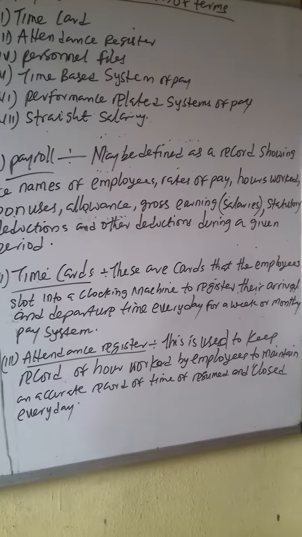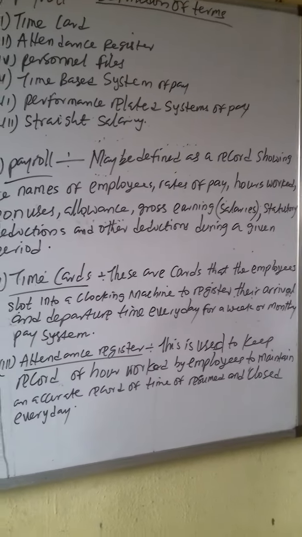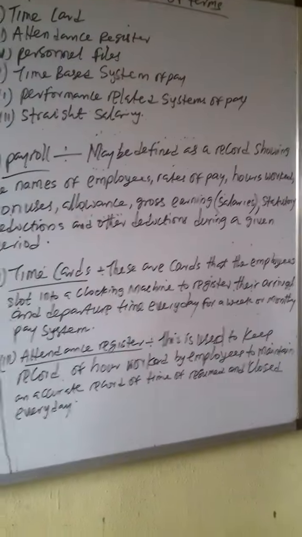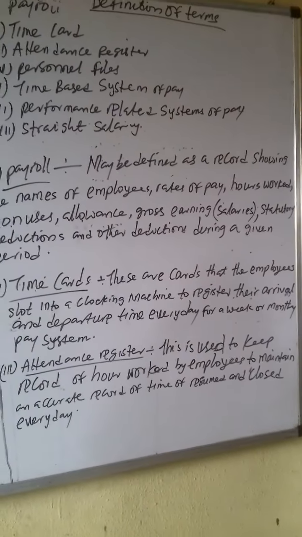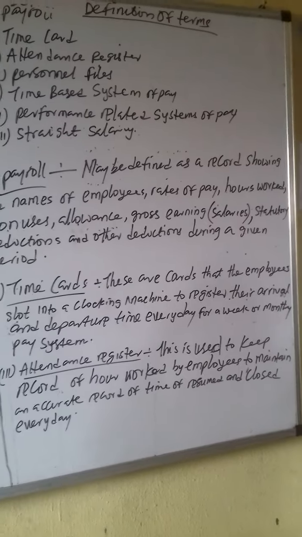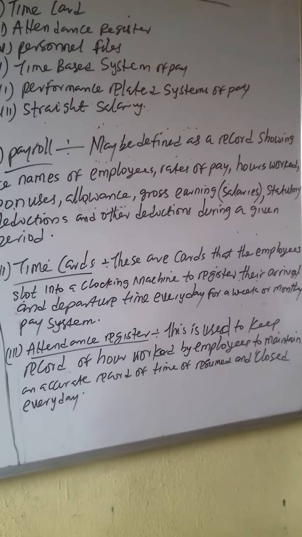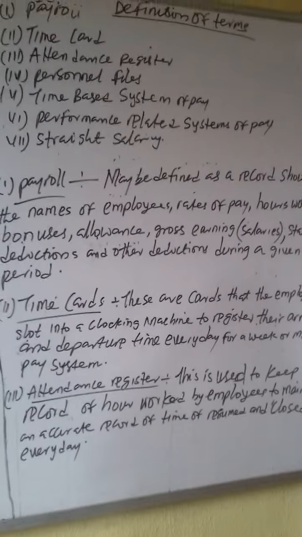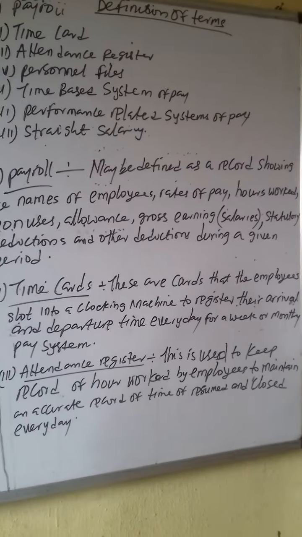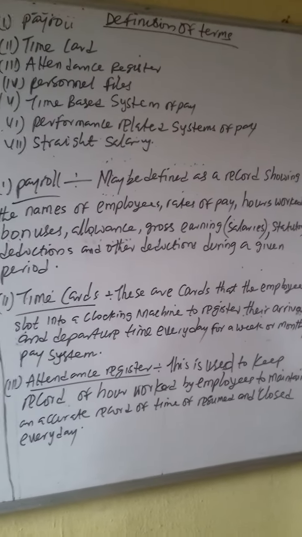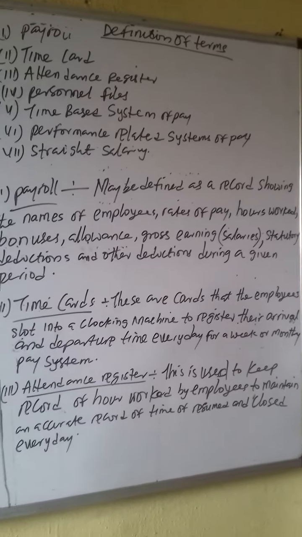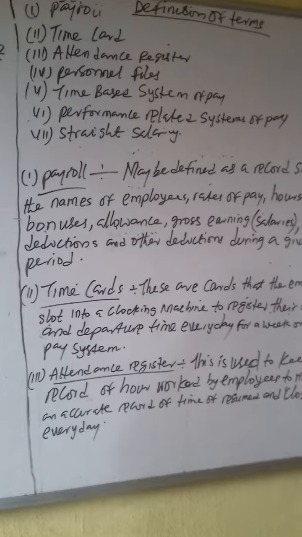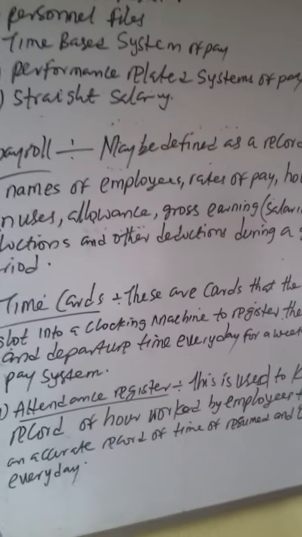Attendance register. This is used to keep a record of hours worked by employees, to maintain an accurate record of the time of resumption and closing every day. Now, most times in this case, the probability of wrong times of coming in and going out may exist, and so it needs a lot of supervision. Can we move ahead? Let's look at the next definition.